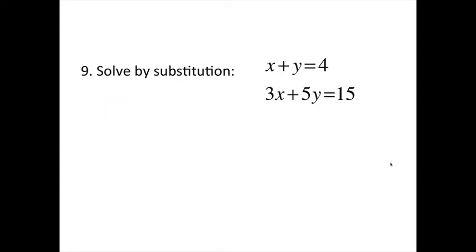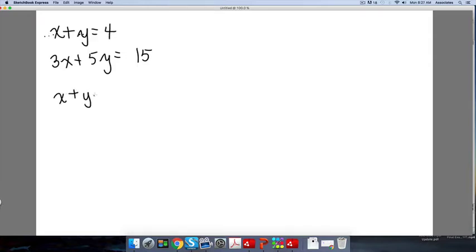Now, the next problem, number 9, is going to be x plus y equals 4, and then 3x plus 5y equals 15. Let's go to our slate, and you have your choice. We have x plus y equals 4. We have 3x plus 5y equals 15. I think I'm going to solve one of these in the first equation just because their coefficients are 1. So I think I'm going to solve it for y. So I'm going to move x to the other side. Of course, you may have solved it for x if you wanted to.